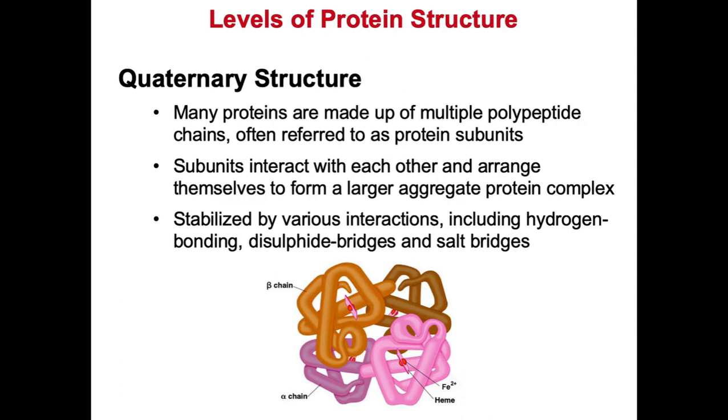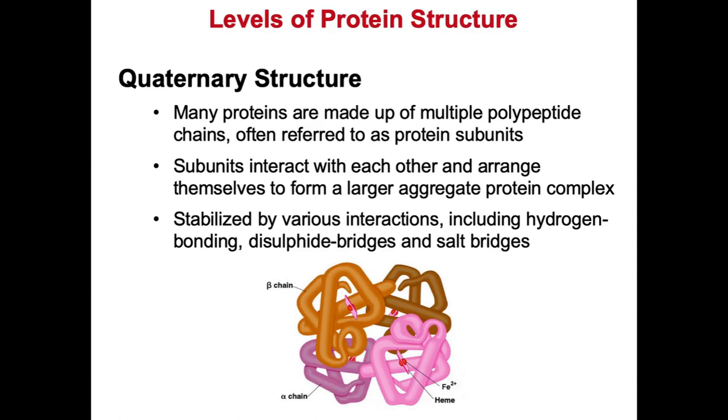So the final level of protein structure is what we call quaternary structure. Many proteins that you will come across in this course are actually not single units. They are made up of different protein subunits. And it is the way that these different protein subunits interact with each other that we term quaternary structure.